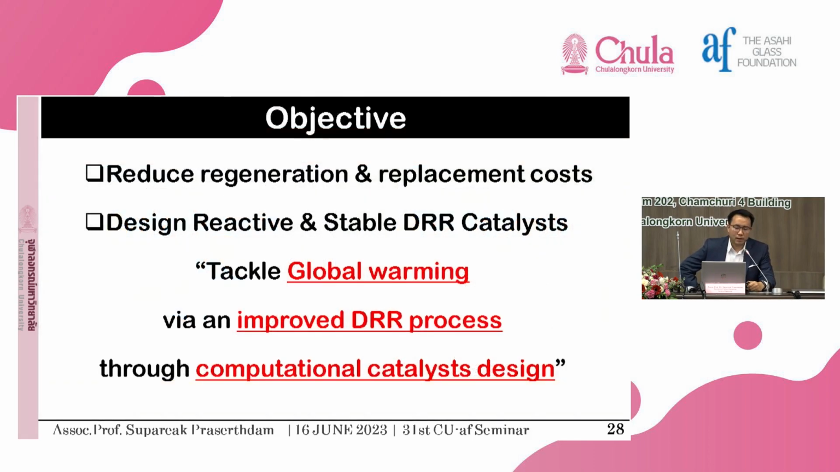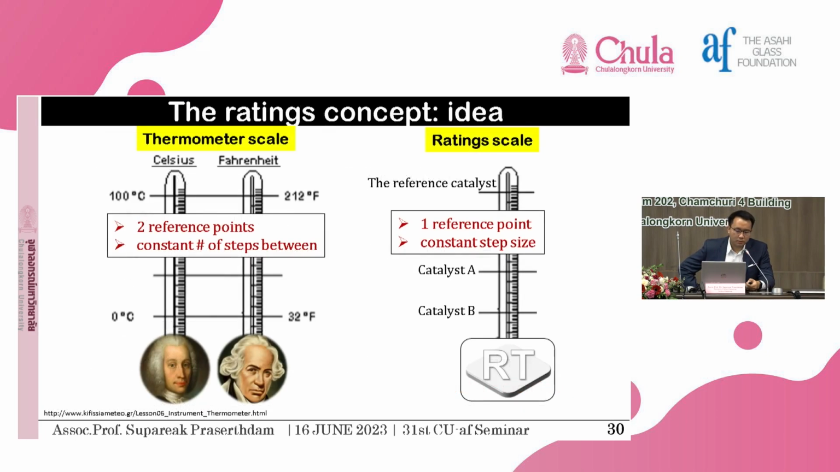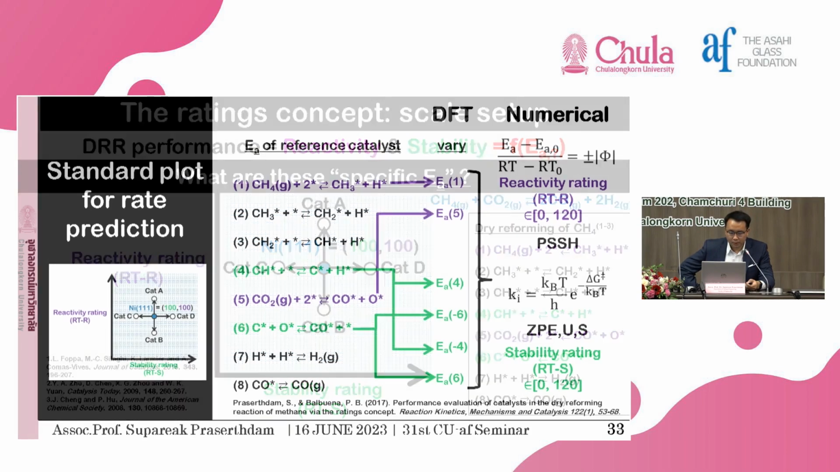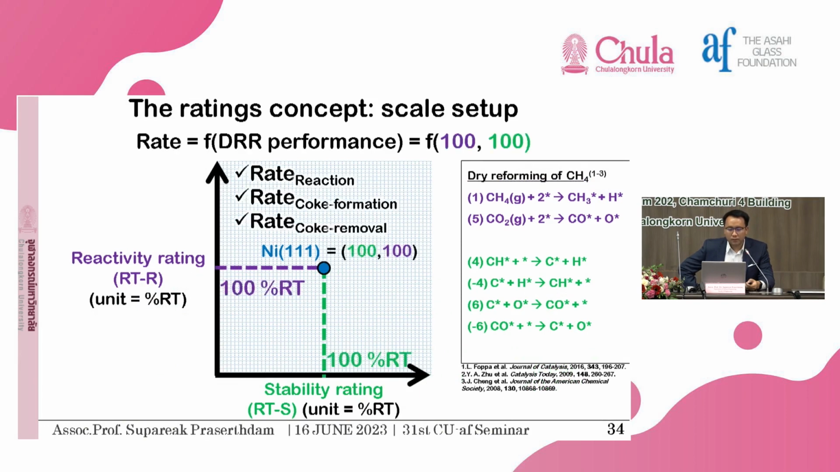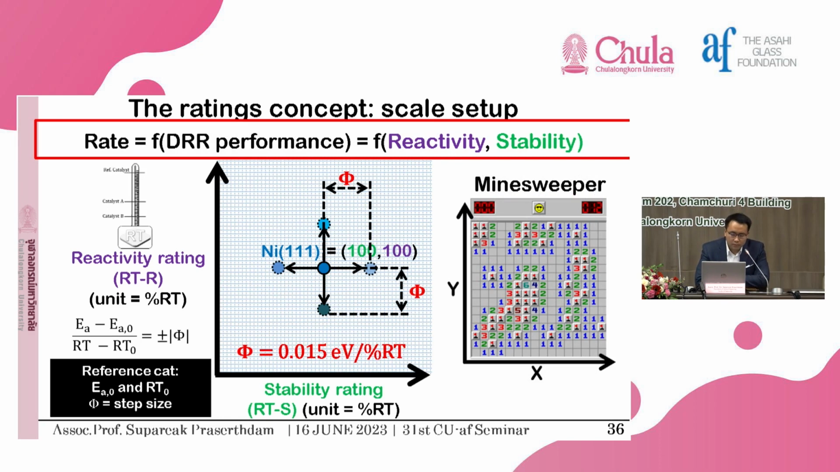By designing a more active and stable catalyst, we propose this rating concept, which is based on the ability of your materials to activate the CO2 and methane, and the ability to remove and to form the coke. By evaluating based on these 3 abilities, we can compare different catalysts. So I will skip to the construction part. We must have a standard plot to see, if you have a new material, where this material will be in this map to screen for the active and stable catalyst.